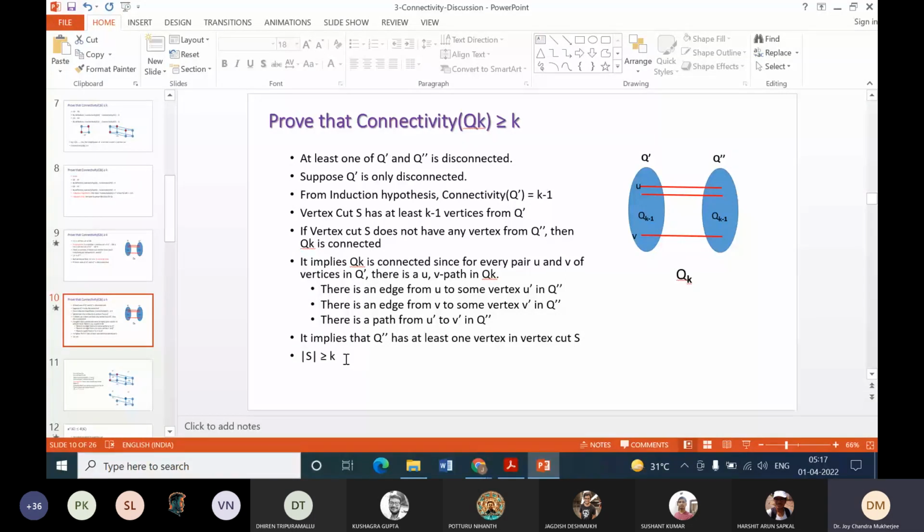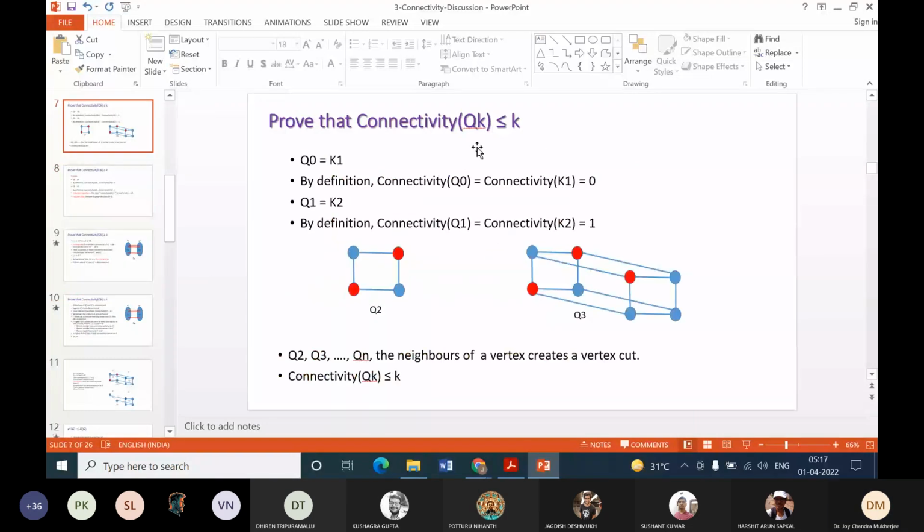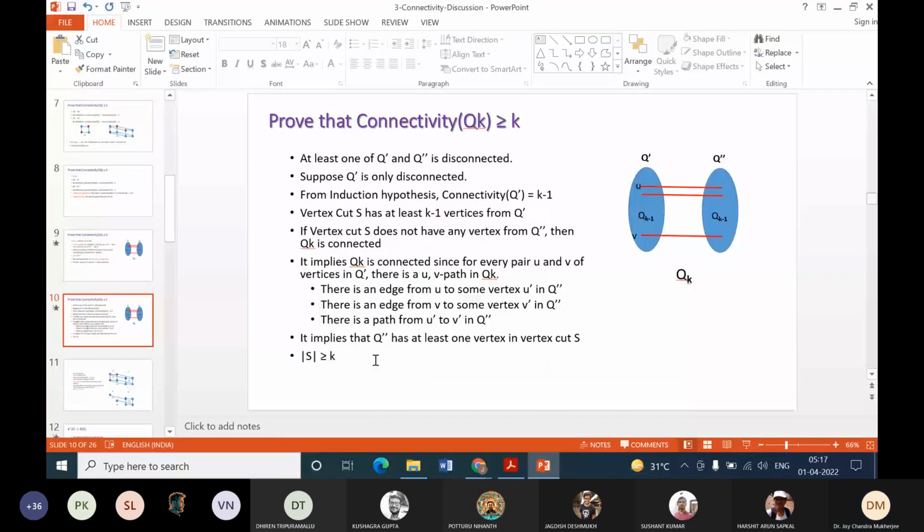We already have proven that mod S is less than or equal to k. We proved here that connectivity is less than or equal to k. And here we have proved that the size of the vertex cut is greater than or equal to k. So taking both into consideration, the connectivity of QK is actually equal to k.